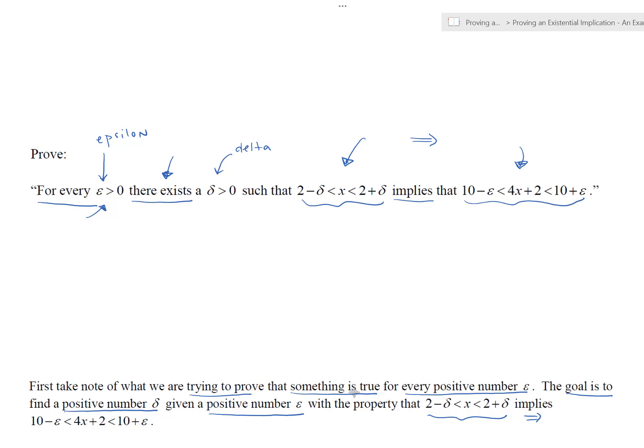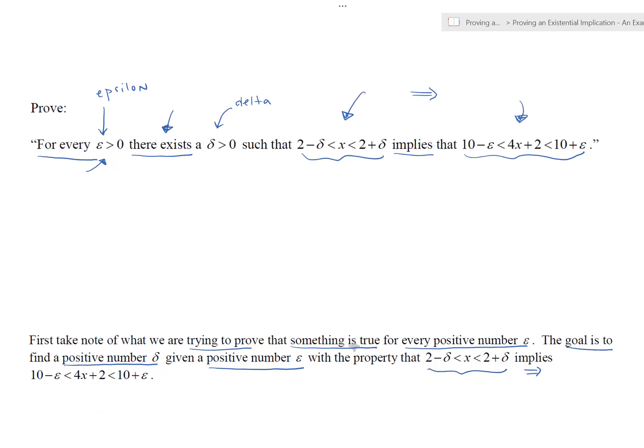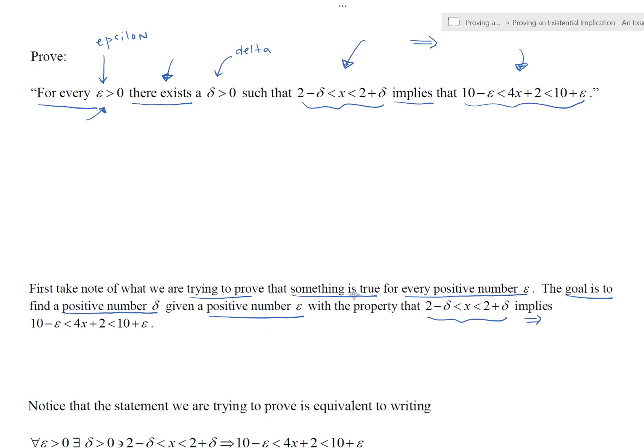So we're just trying to rephrase it, restate it. What are we trying to do? That's always a good thing to start with when you're doing a proof. Okay, we're trying to prove something, but do we even understand what we're trying to prove? Hopefully we have a little bit of understanding now.